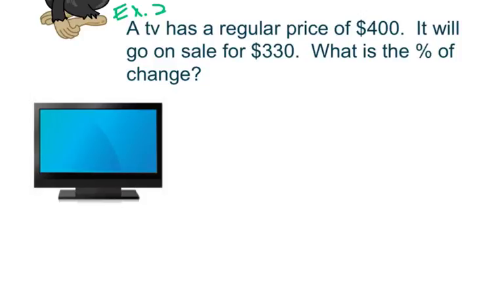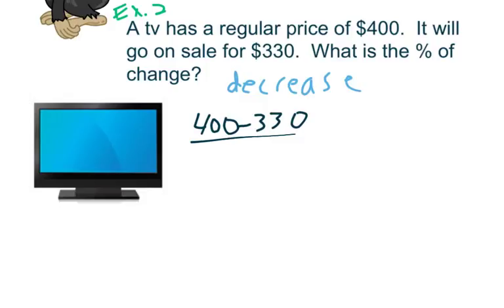Alright, so here it's going on sale, so we know right away that's going to be a decrease. We may not know the percentage yet, but we do know it's going to be a decrease. So let's use our same formula. We're going to do the highest number minus the lowest, so 400 minus 330. And think, what was our original amount? That would be the regular price. So $400 is what goes on the bottom, because that's our original price.